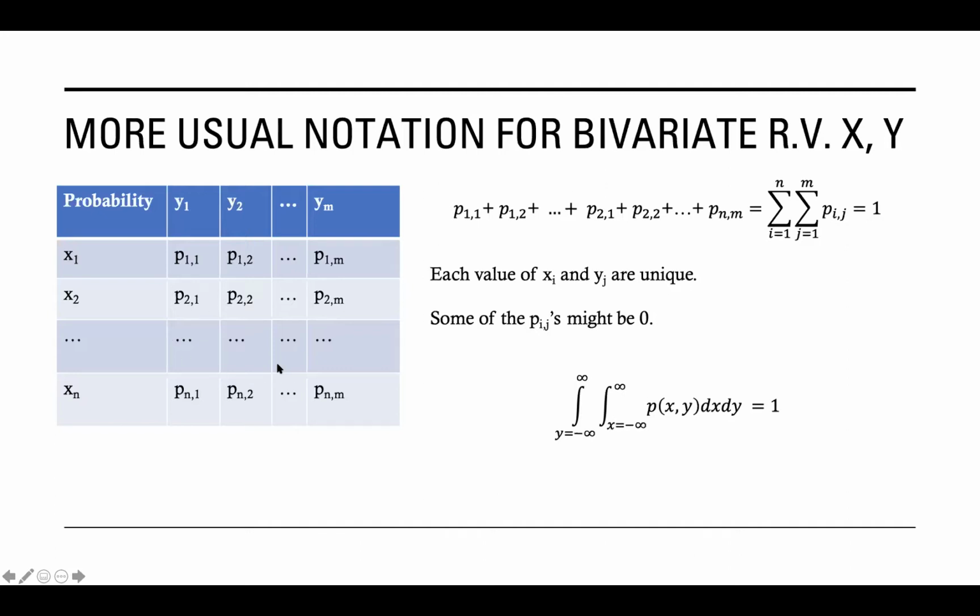Many of these values might turn out to be 0. That's perfectly okay. It doesn't matter. But the sum over all these n times m values of P has to equal 1, and none of these can be negative in any way. This is probably a slightly more usual way you'll see bivariate random variables written. But the sum has to be 1. And of course, that means in the context of a continuous random variable, the double integral is equal to 1. Questions?